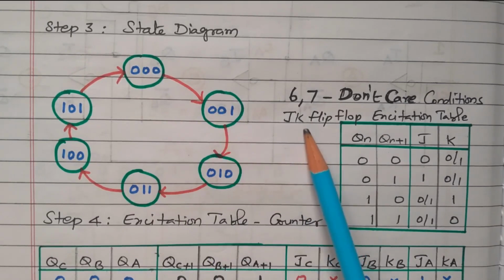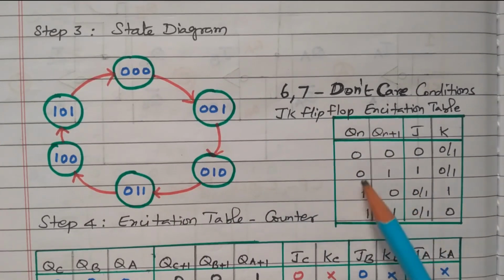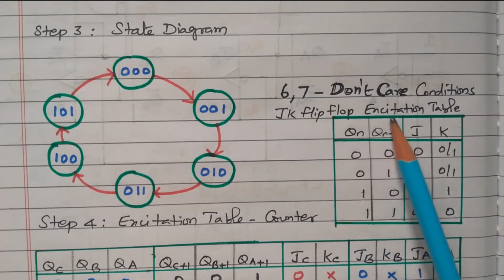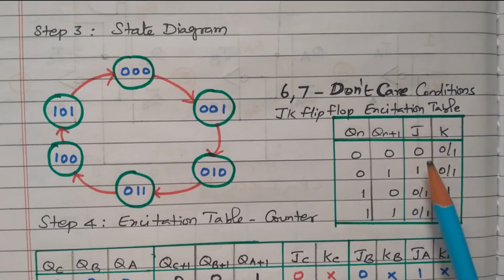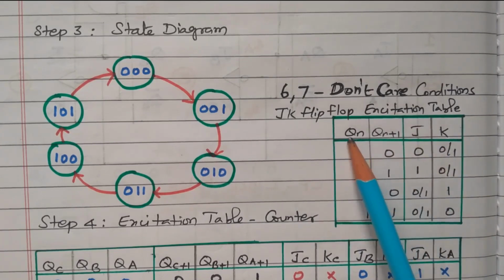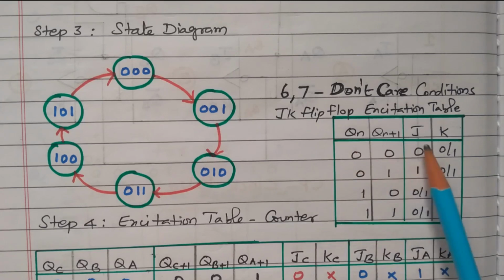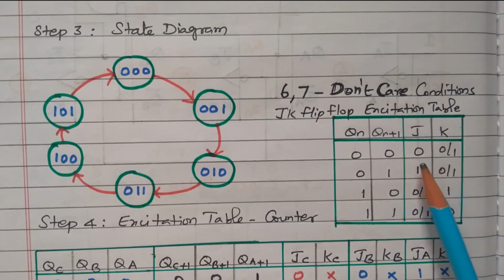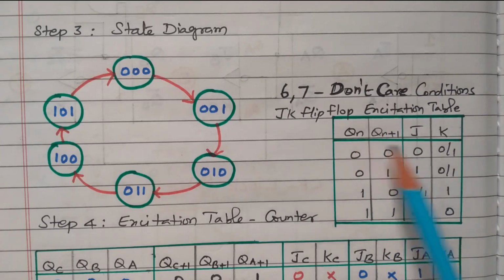For this we need to know the excitation table. What is the excitation table of the JK flip-flop, so that we can decide the input to the JK flip-flop? This excitation table is nothing but, from the current state and next state, we identify what input J and K is required. That is the excitation table. Truth table means from the input we can identify the output. Here, from the output we are identifying what input is required.